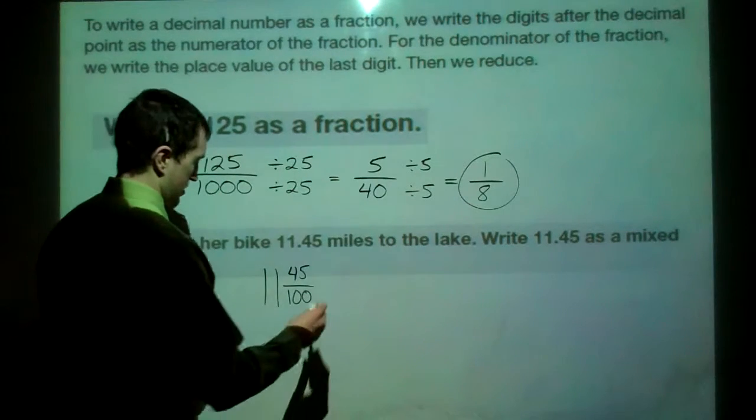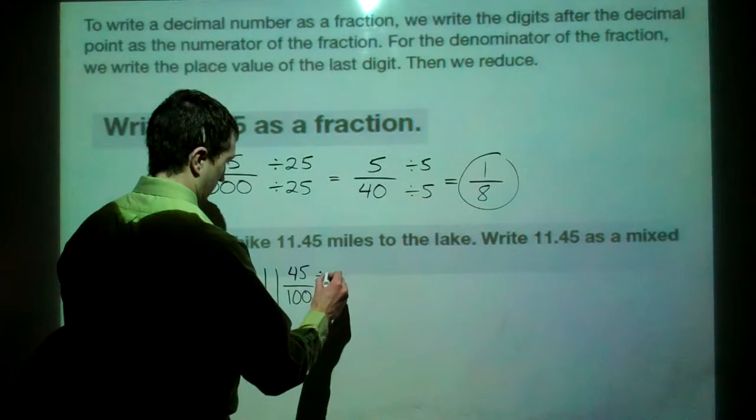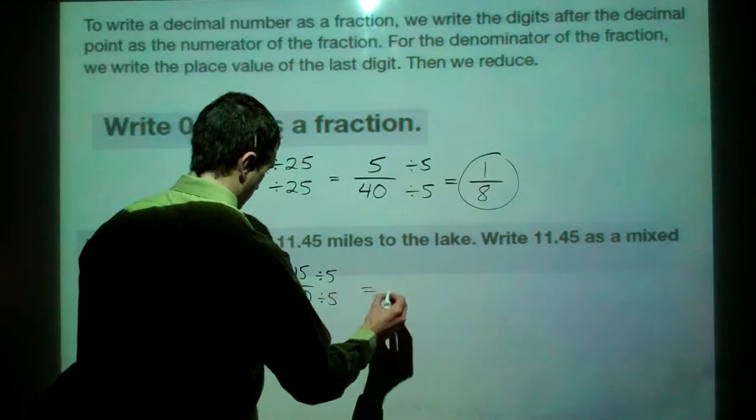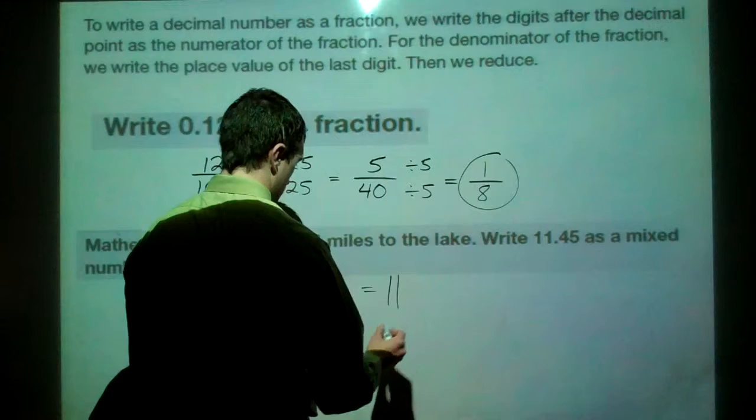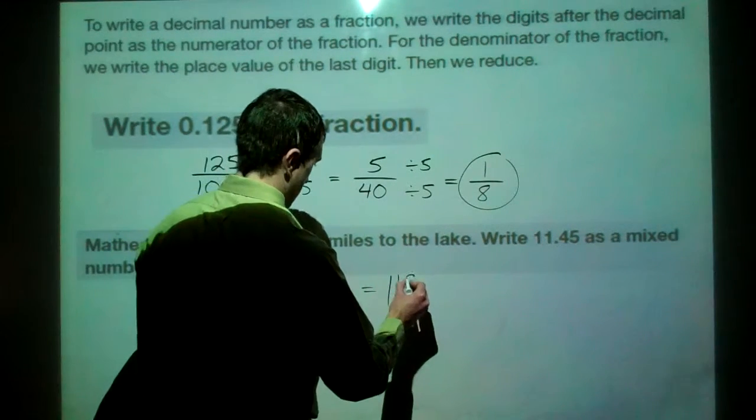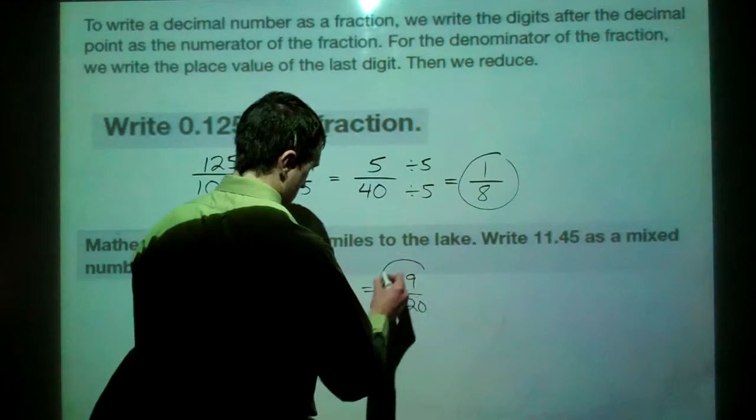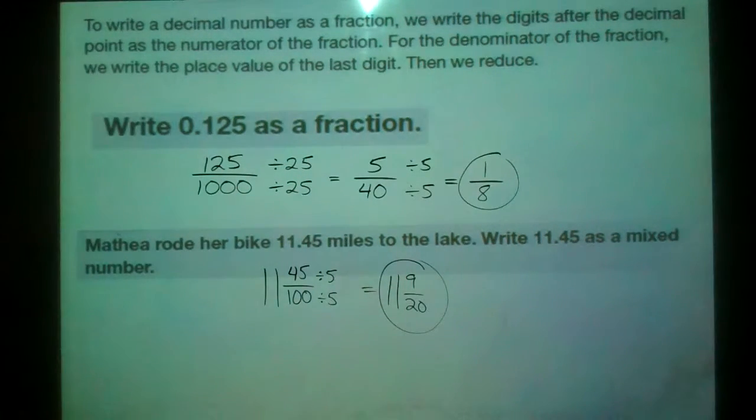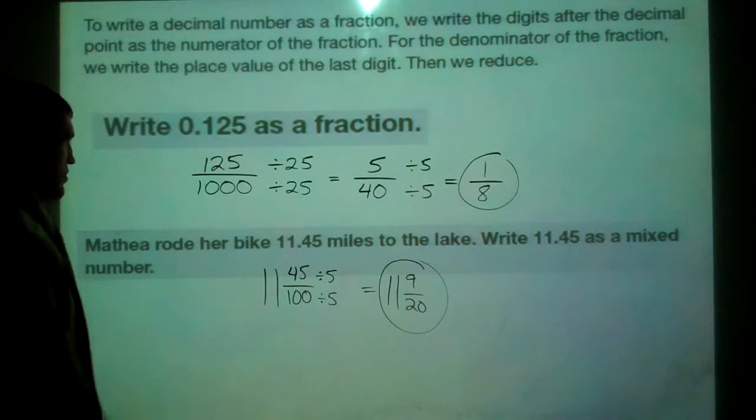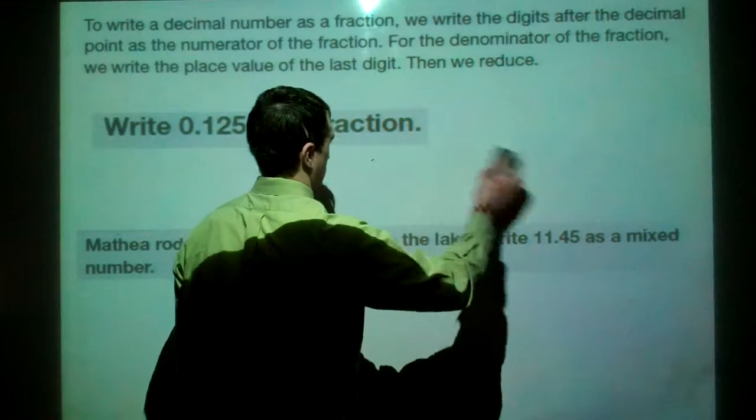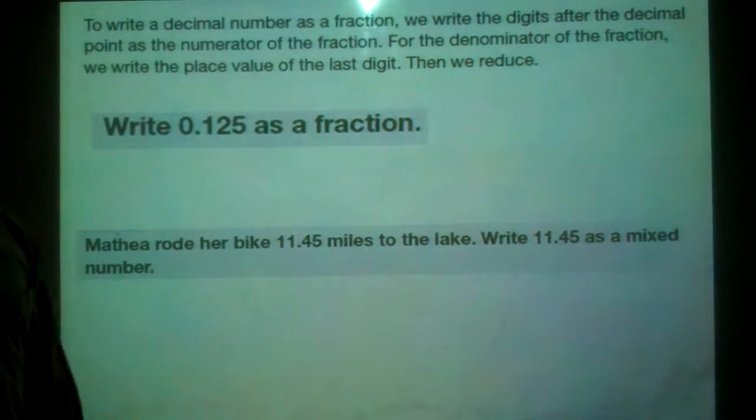But we can reduce this. Let's divide each of these by 5 and see what we get. So we still have 11 up front. 45 divided by 5 is 9. 100 divided by 5 is 20. So as a mixed number, 11.45 is 11 and 9/20 as a reduced mixed number. So that's decimal to fraction. Not too bad.